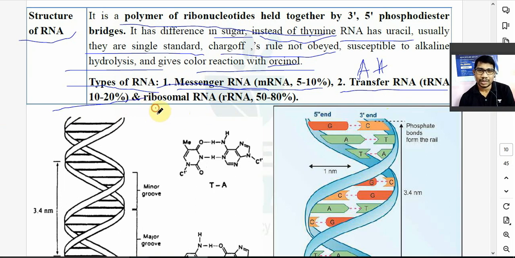Third one is the ribosomal RNA. Ribosomal RNA will comprise around 50 to 80%.